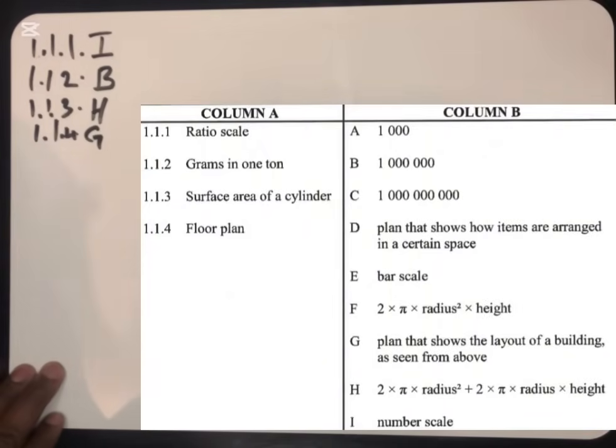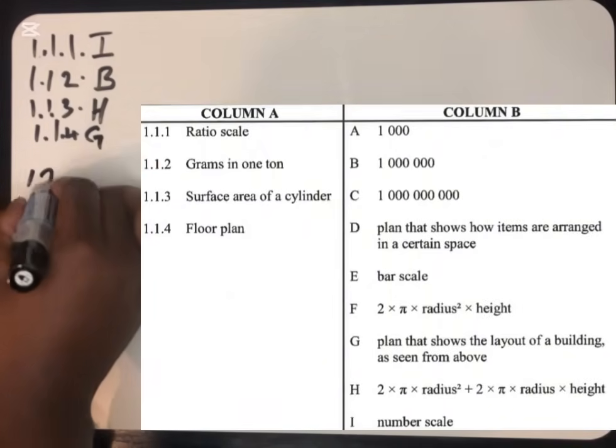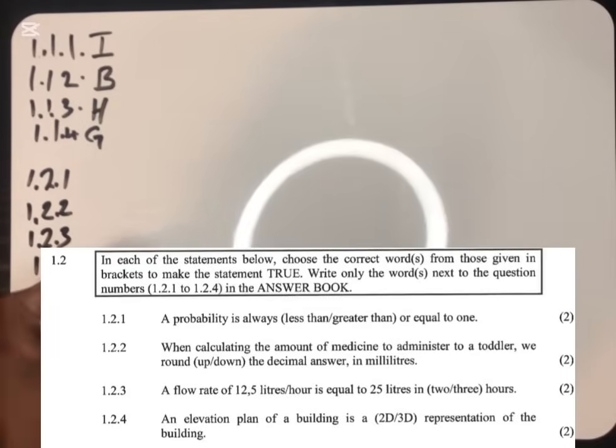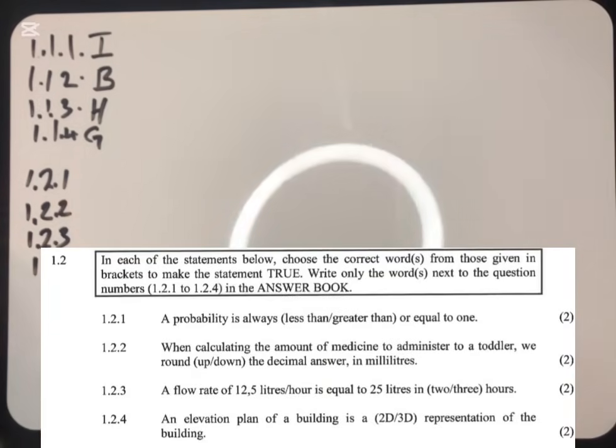So we move to 1.2. 1.2.1, 1.2.2, 1.2.3, and 1.2.4. It says, in each of the statements below, choose the correct word or words from those given in the brackets to make the statement true. Write only the word or words next to the question numbers 1.2.1 up to 1.2.4.